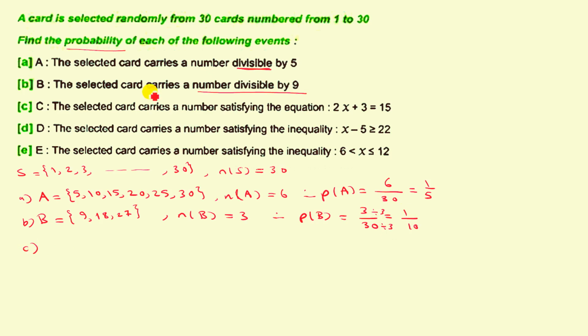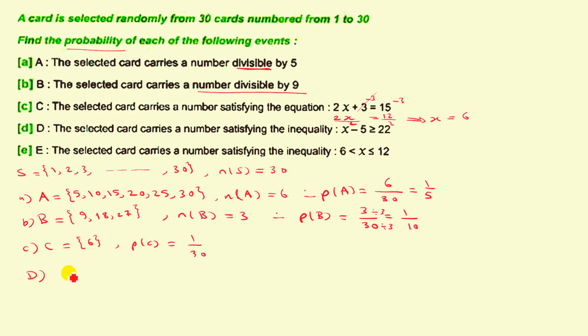Letter C. The selected card carries a number satisfying the equation. Let's solve this equation: 2x plus 3 is equal to 15. We subtract 3 from both sides, by adding negative 3 to both sides. So 2x, 3 minus 3 cancelled, equals 15 minus 3, which is 12. Divide both sides by 2: 2 divided by 2 is 1, so x, and 12 divided by 2 is 6. So the solution set of the equation is the number 6, which is 1 element. So the probability of C is 1 over 30.